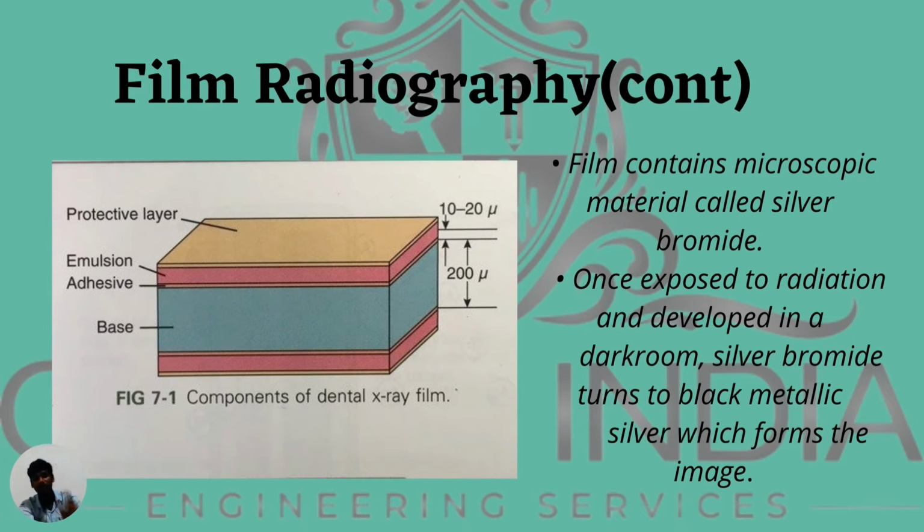The base lies between the source and the protective layer. The emulsion turns to black metallic silver and forms an image. This is the process of the X-ray film.